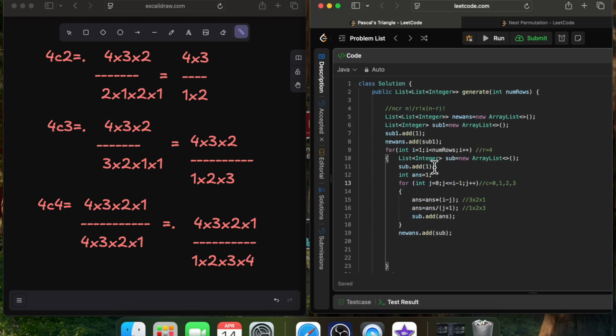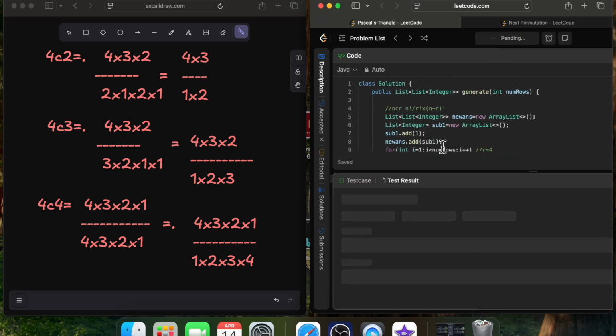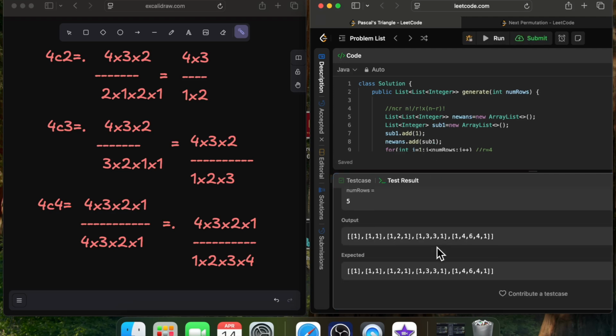This is the answer. Let's see how it works. It will run all that. Yes, it's running. I will submit.